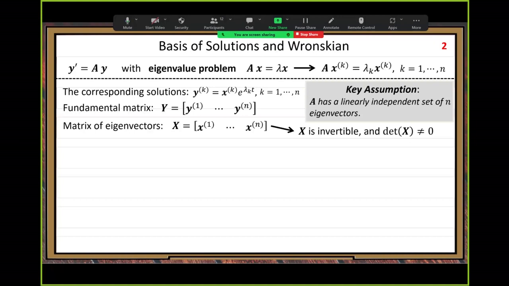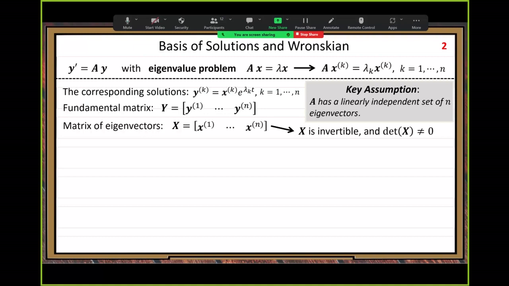So here, this is a basic property in linear algebra. You have a square matrix. If you know all the column vectors are linearly independent, then the determinant of the whole matrix is non-zero, and the whole matrix is invertible. All right, so that's one way.